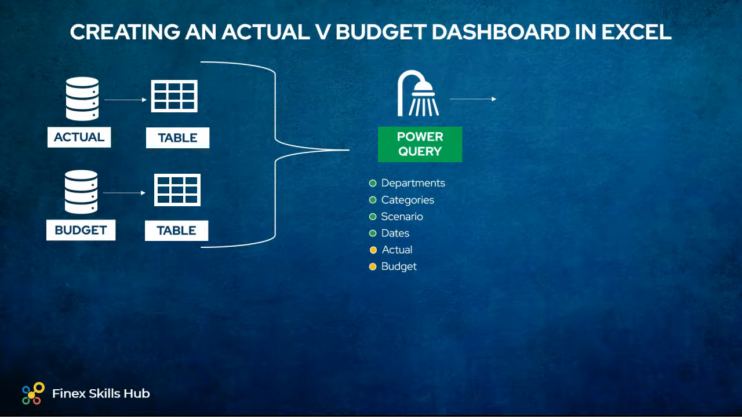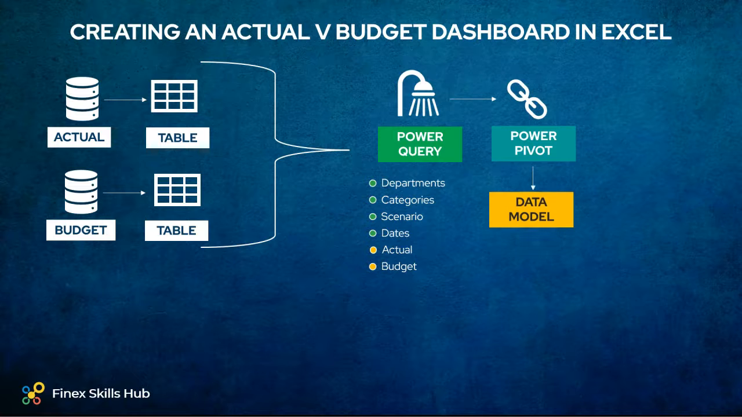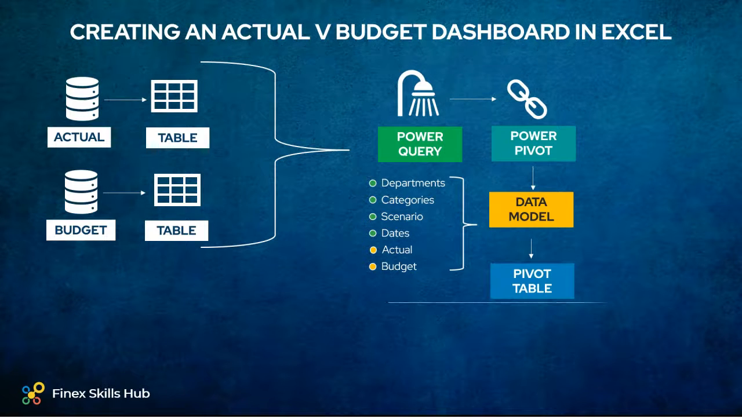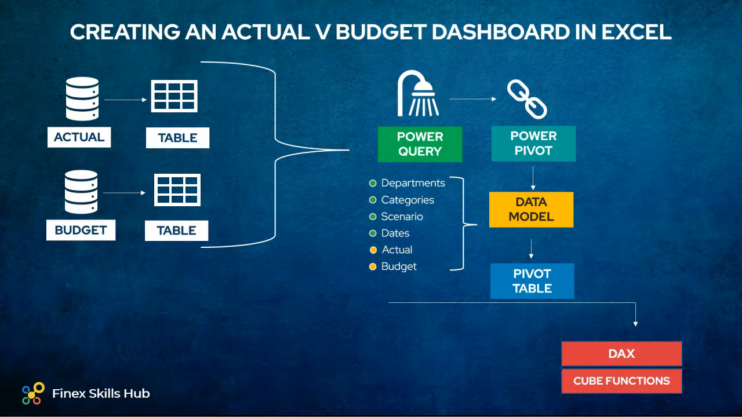Now, when we create these tables, they are independent. So we go to Power Pivot to create what we call a data model. In the data model, we'll put all these tables together so that they can talk to each other, right? We connect them using what we call a common relationship. That way, we can now create one pivot table that has access to all these tables. From the pivot table, we'll now create our basic calculations using DAX. To give us flexibility in our design and calculations, we'll also create cube formulas.